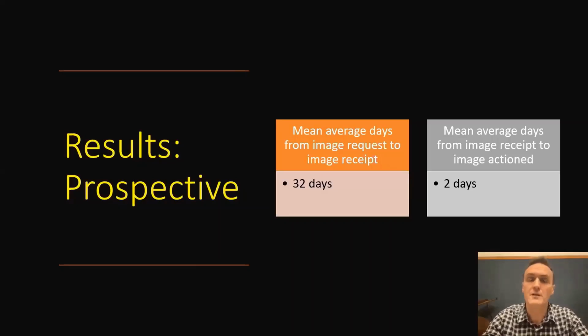So at the last point that we looked at this, over the last couple of months alone, not over the whole 6-month period, this on average has come down to 21 days. The average time for the image to be received and then acted upon or triaged by myself was 2 days.